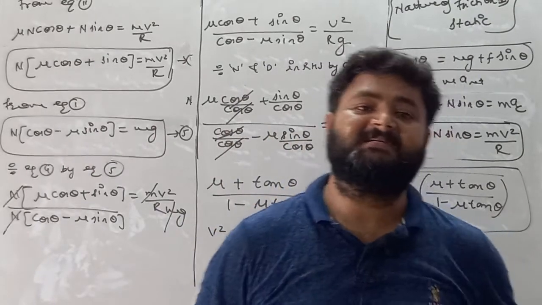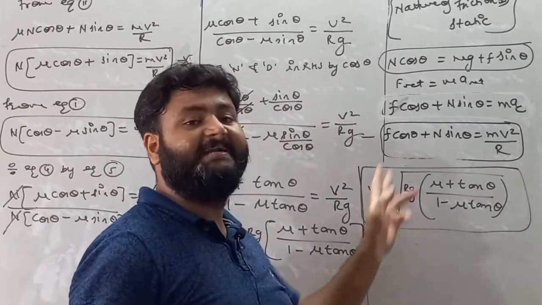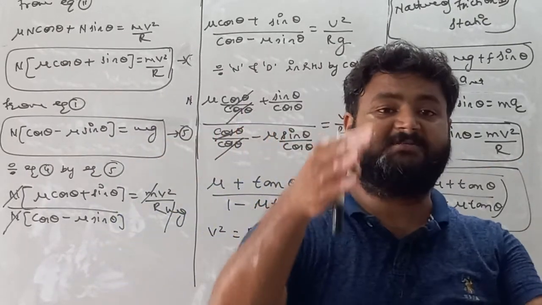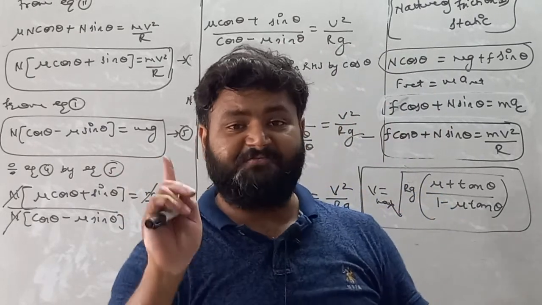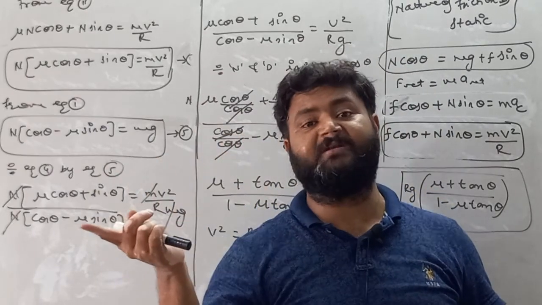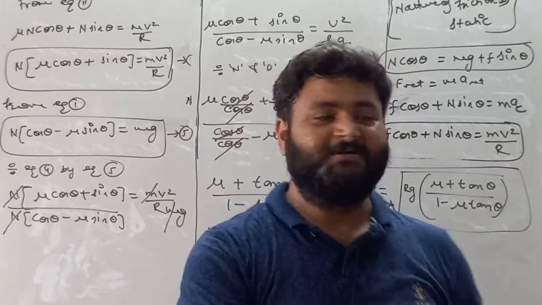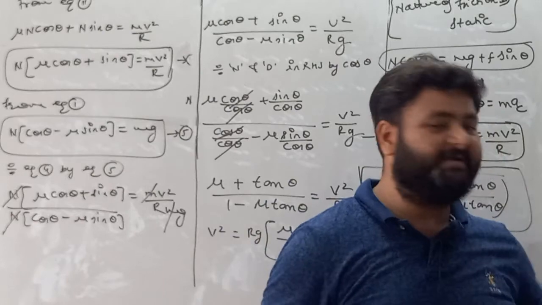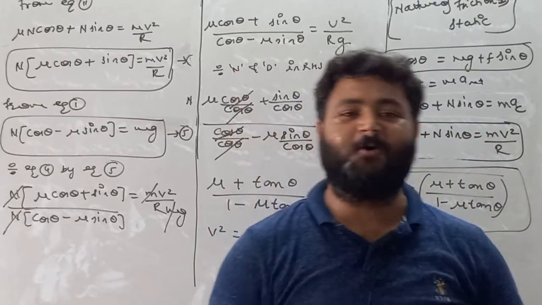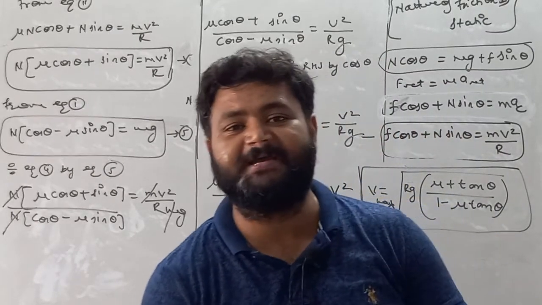If your velocity is greater than this velocity on a banked road, then you will fall down. If your velocity is less than the minimum velocity on a banked road, then also you will fall down. So this is all about, my dear student, banking of road. I hope you all are understanding, you all are making proper notes.